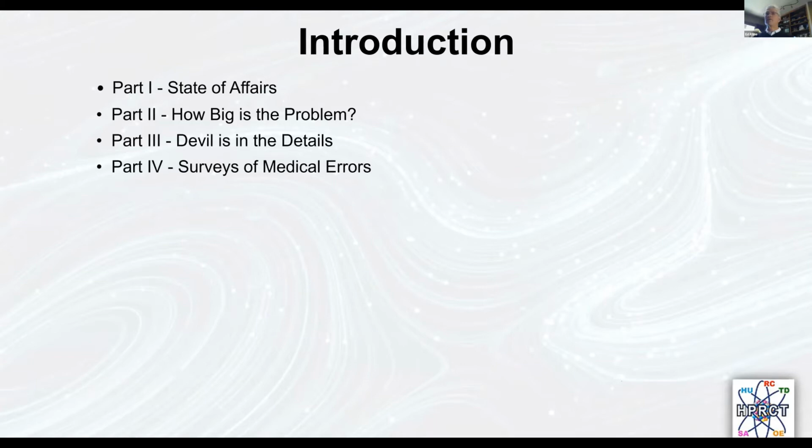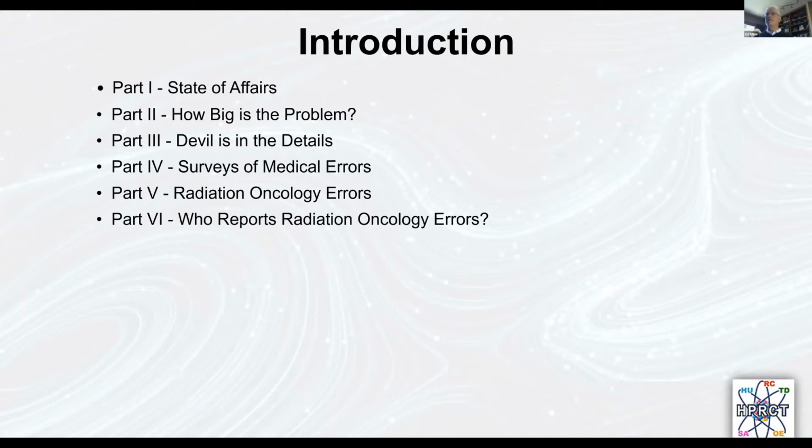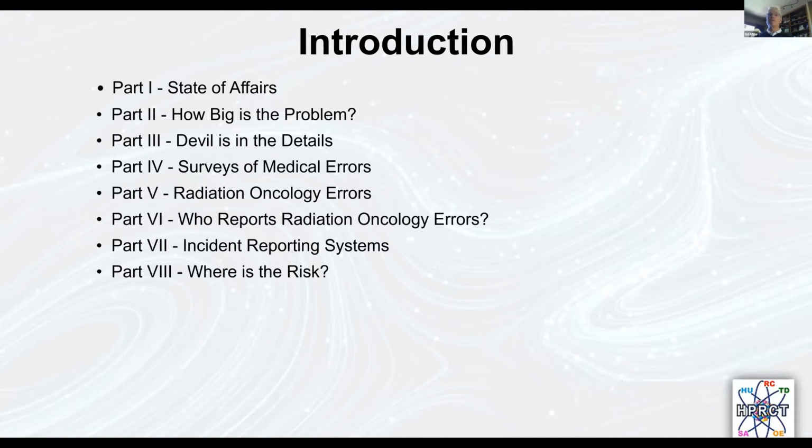What types of surveys are out there regarding medical errors? What about radiation oncology specifically, the treatment of cancer using radiation? Where are we with that type of error analysis? Who reports these errors? This is really important because if you don't get people to report the errors, again, the book on the shelf looks great, but nobody's reading it. So how do you get people involved in that process? What type of incident learning systems are out there in radiation oncology? What is the overall risk for different players?